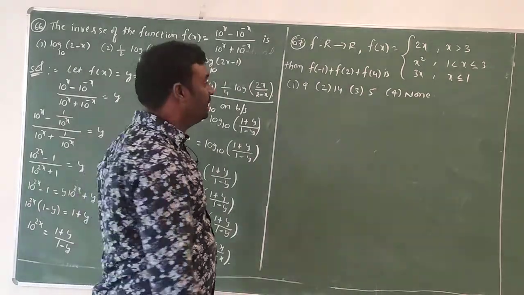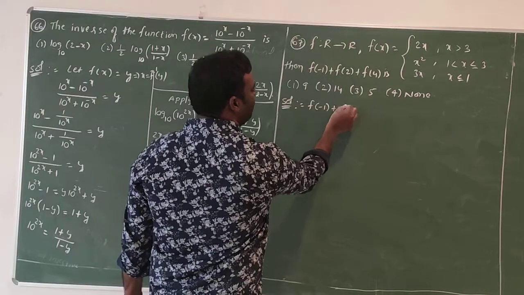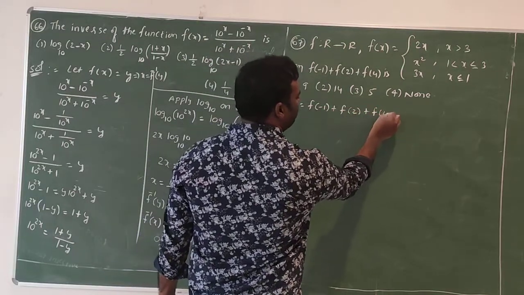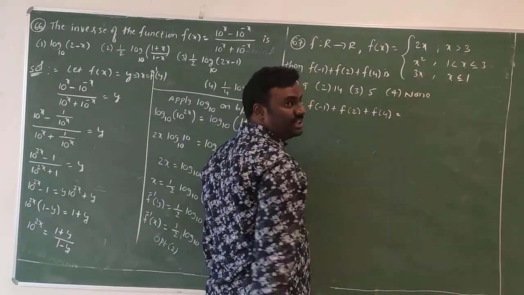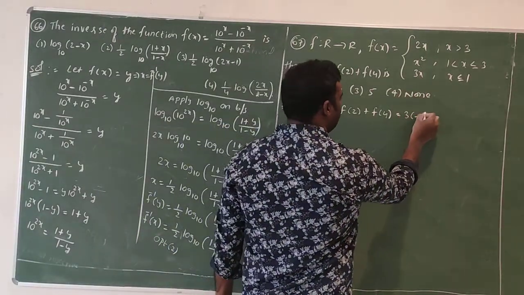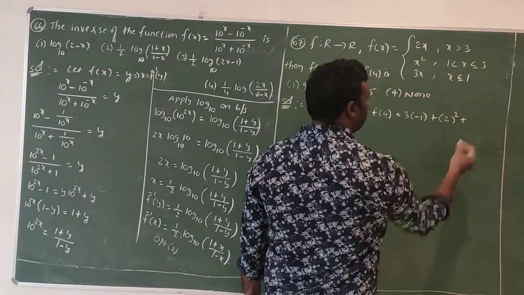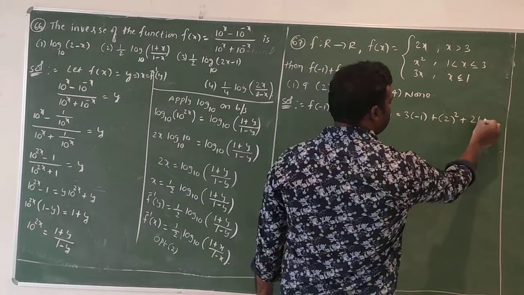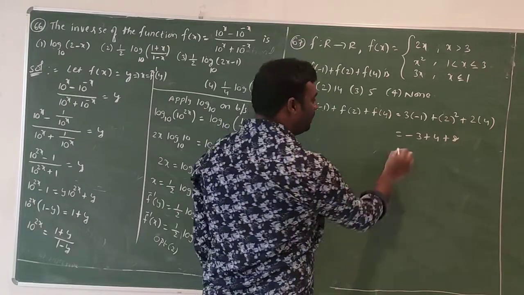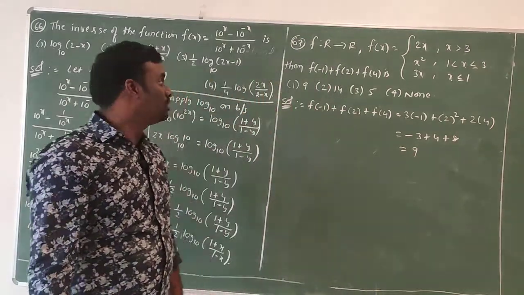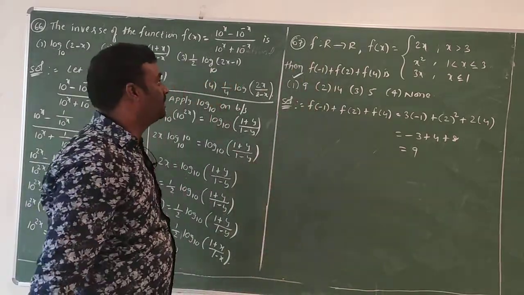Okay, listen, f of minus 1 plus f of 2 plus f of 4. Minus 1 satisfies the third condition, that is 3x, so 3 into minus 1. And 2 satisfies condition number 2, that is x square, and 4 satisfies condition number 1, that is 2x. If you simplify, minus 3 plus 4 plus 8. Now 9 is the answer for this question number 67. That is nothing but option 1 is the correct answer.